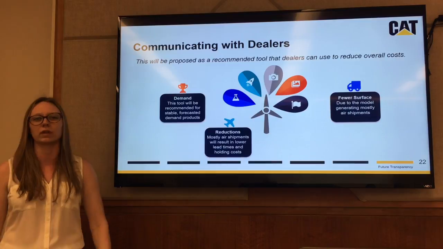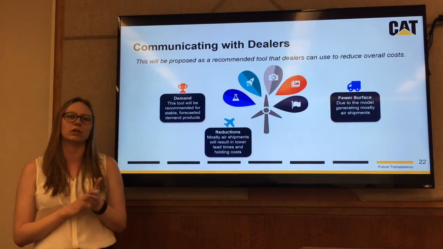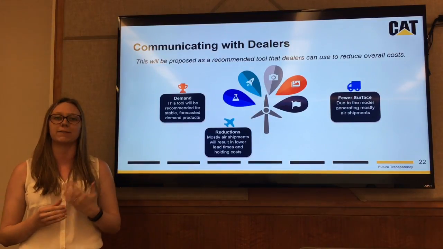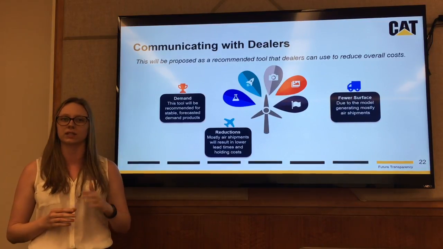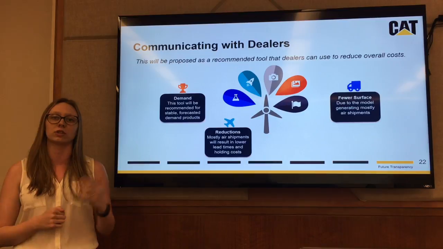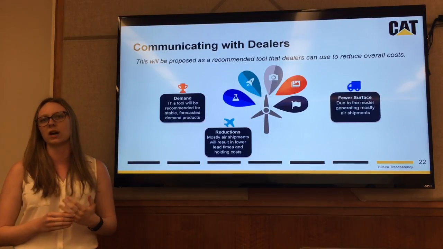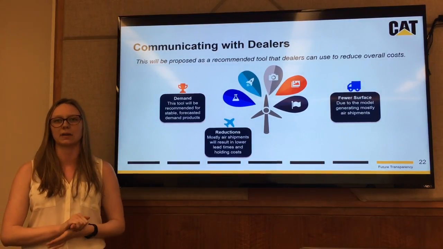And lastly, we just want to really push that this is going to be used for demand that is forecasted and fairly stable throughout the year. We mentioned having emergency shipments for potentially unstable demand, and that could potentially be covered by Caterpillar. If not, it should just be used for that stable demand.